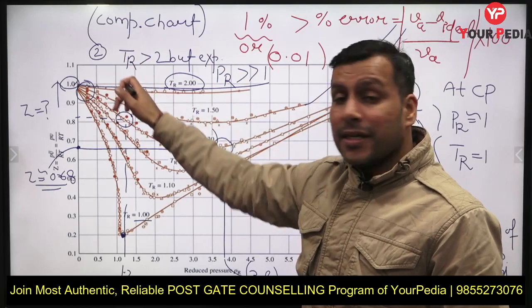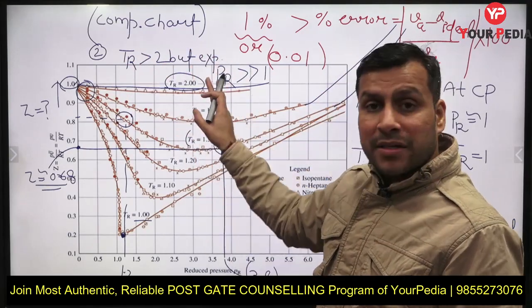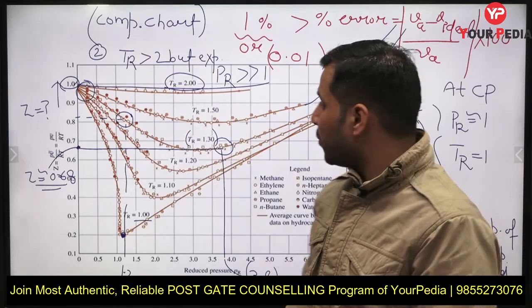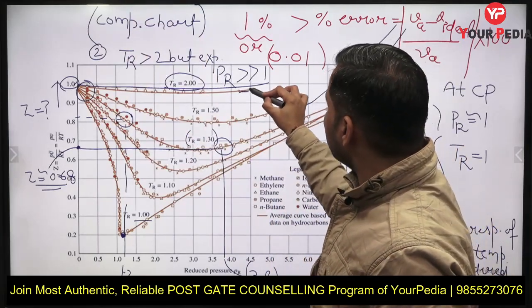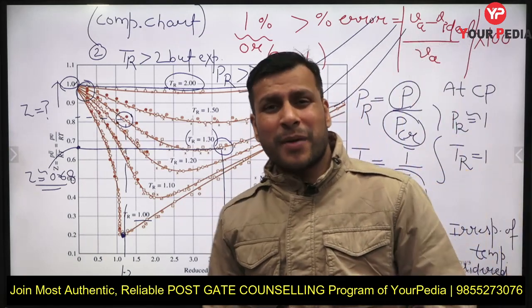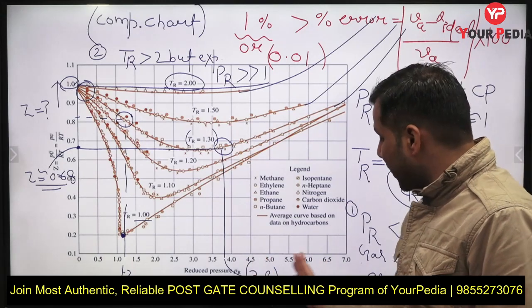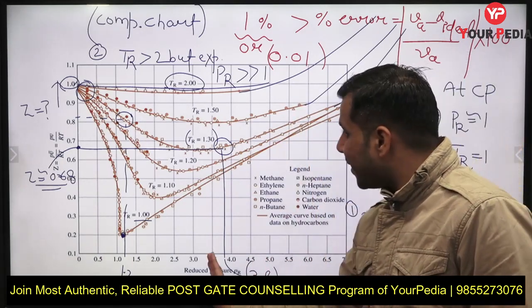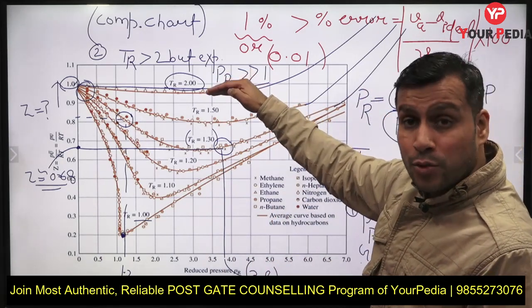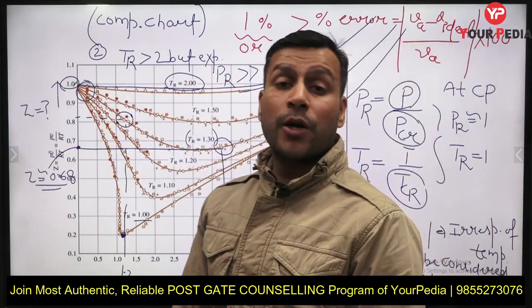So the second condition which I mentioned, reduced temperature close to 2, but the pressure is not required to be very high, because if the pressure is very high, then these lines will go something like this. The behavior will be far away from the ideal gas behavior. But if the pressure is lower than that, suppose reduced pressure is lower than 6, 7, and the reduced temperature is high too, then also you will have ideal gas behavior because the Z value will be close to 1.